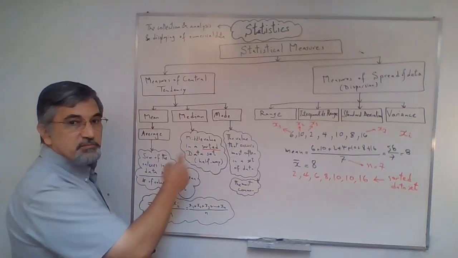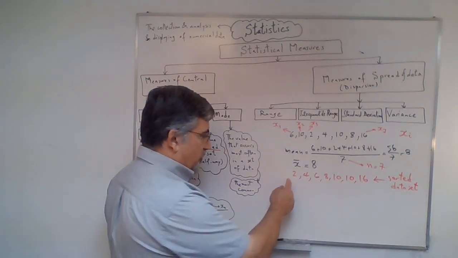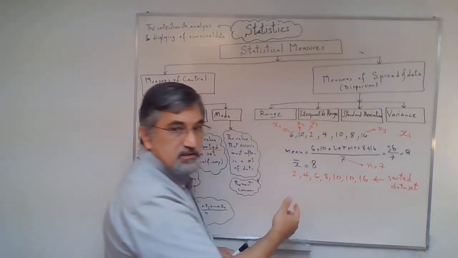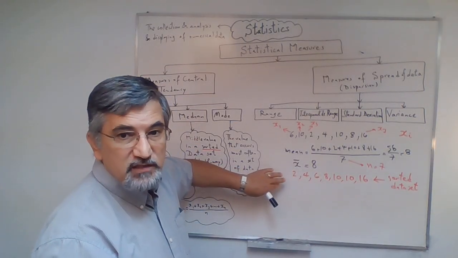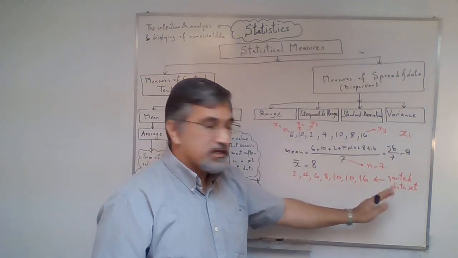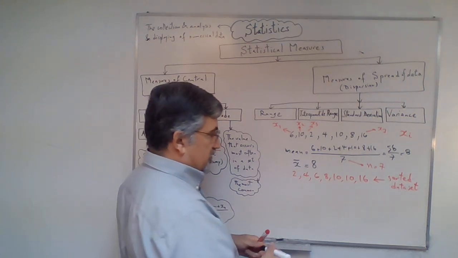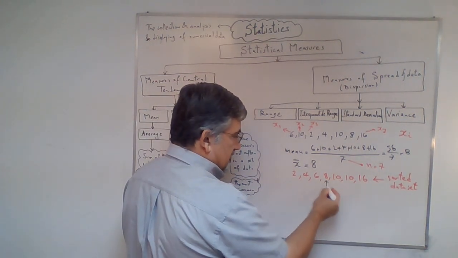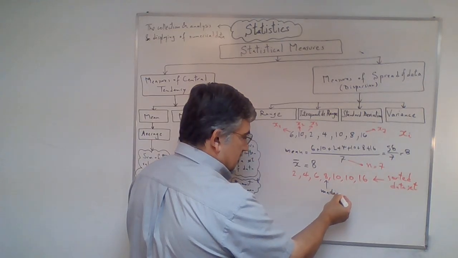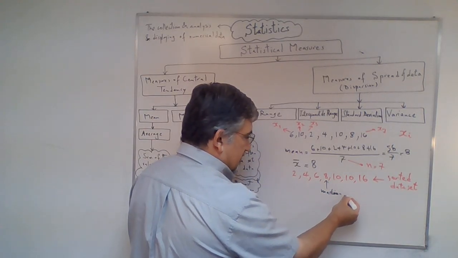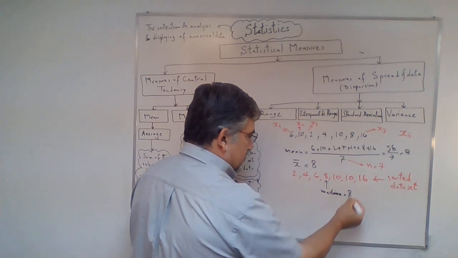Well, we take the middle value. So we have 1, 2, 3, 4, 5, 6, 7 data values. If you take 3 aside from the beginning, 3 aside from the back, the middle number would be 8, right? So 8 is called the median. So the median of this data set equals 8.